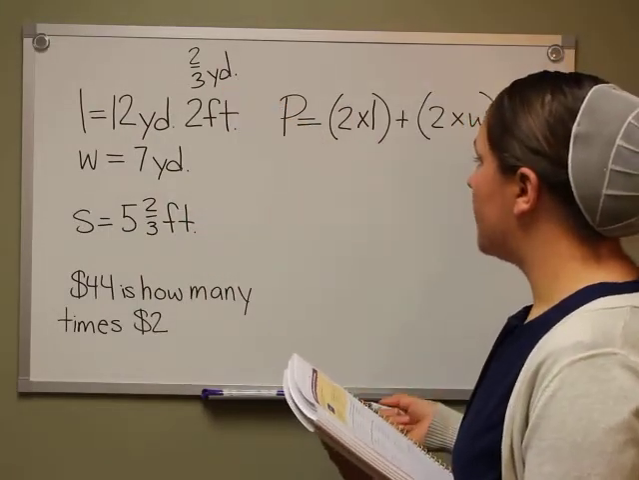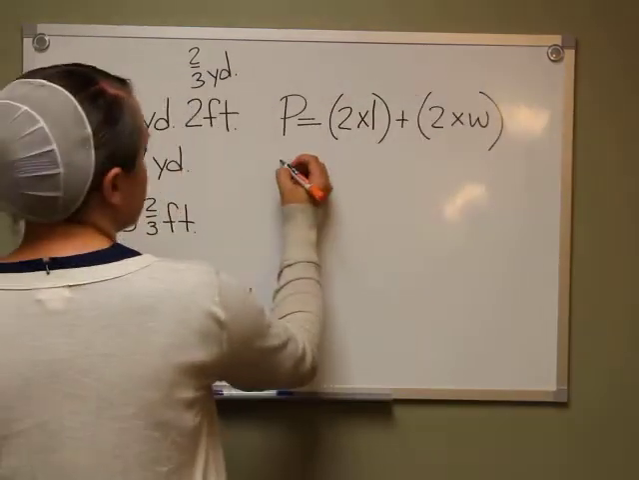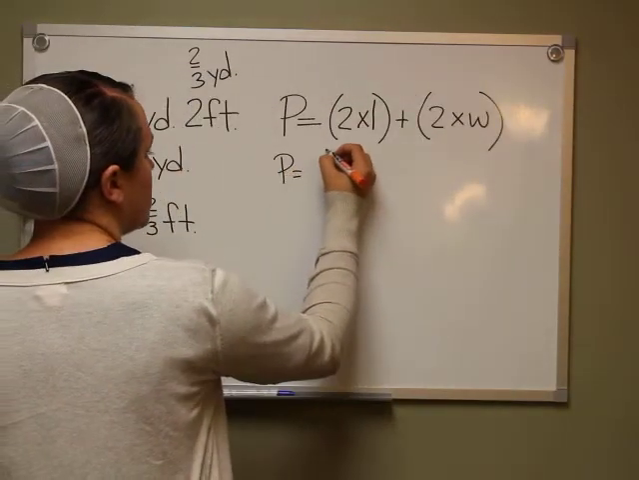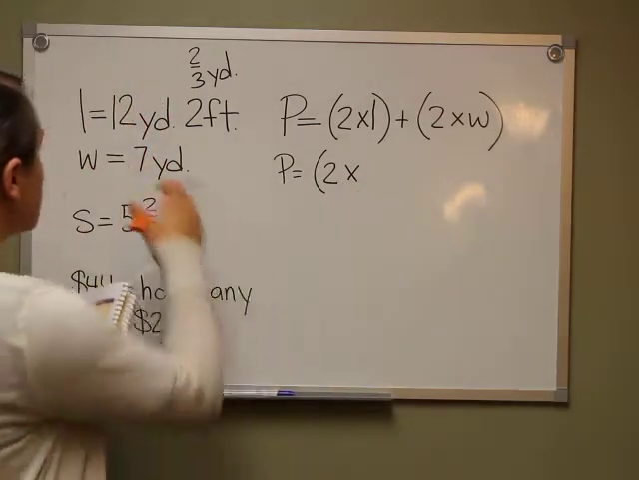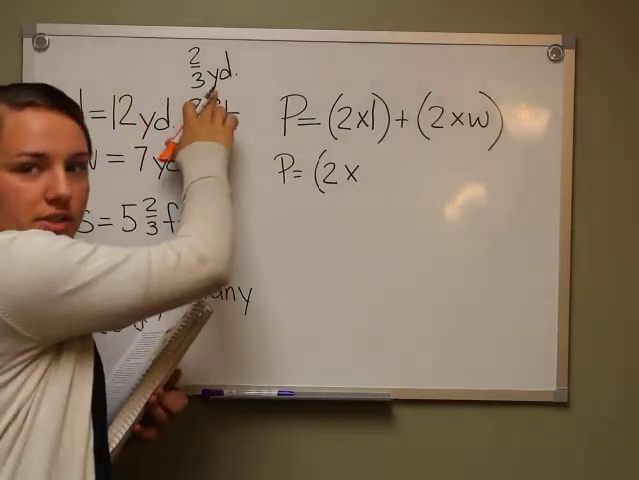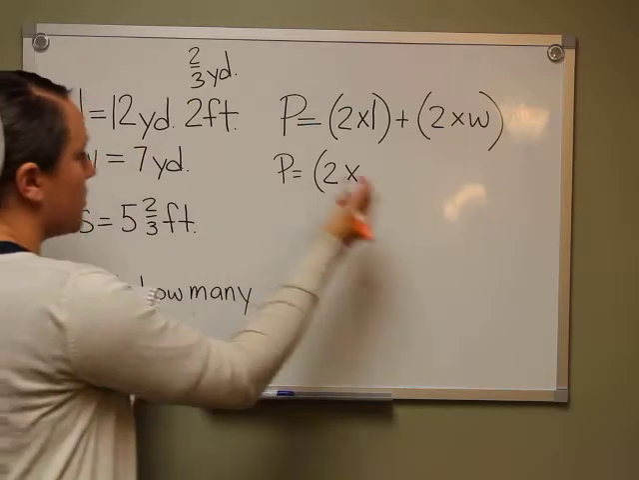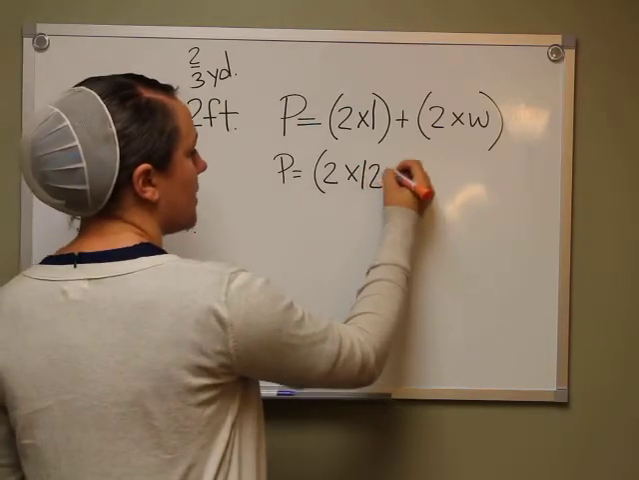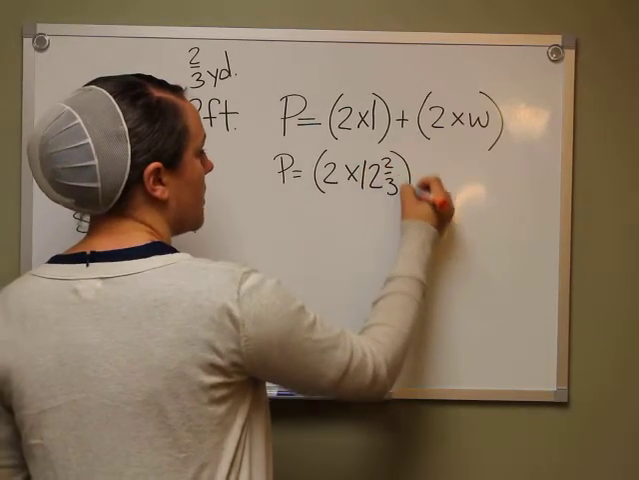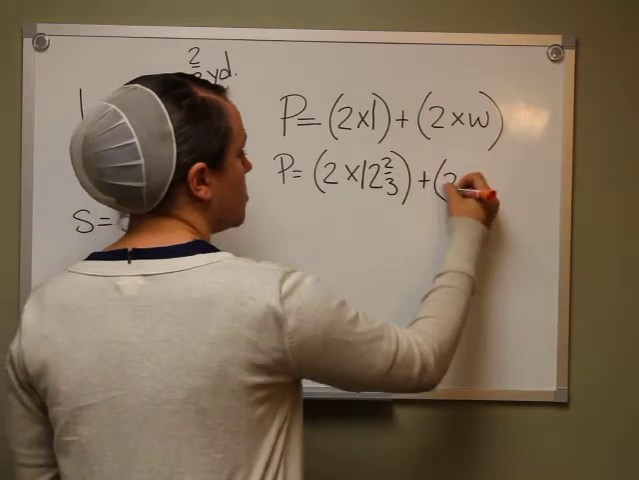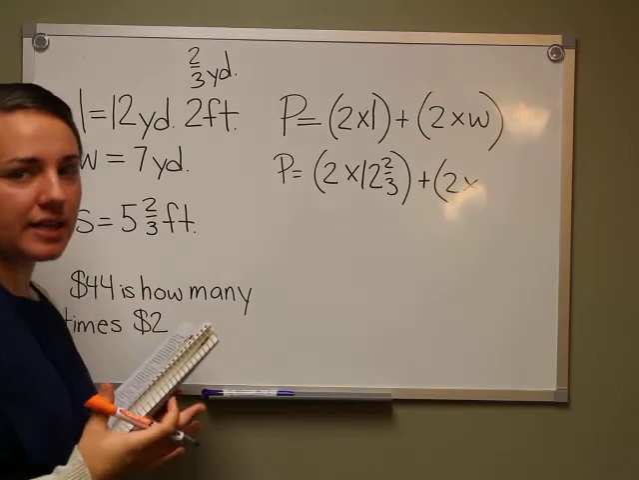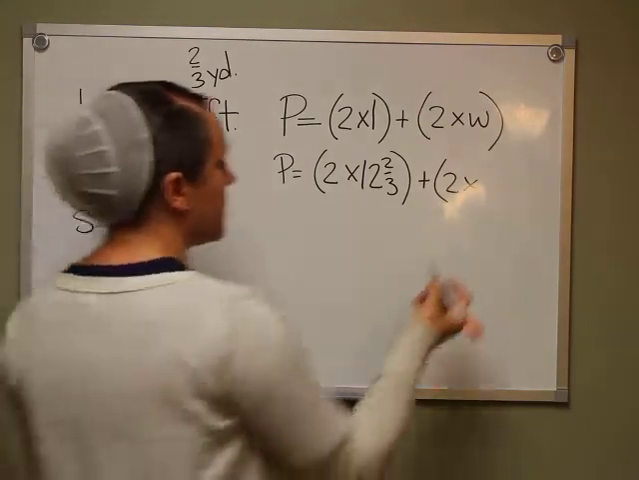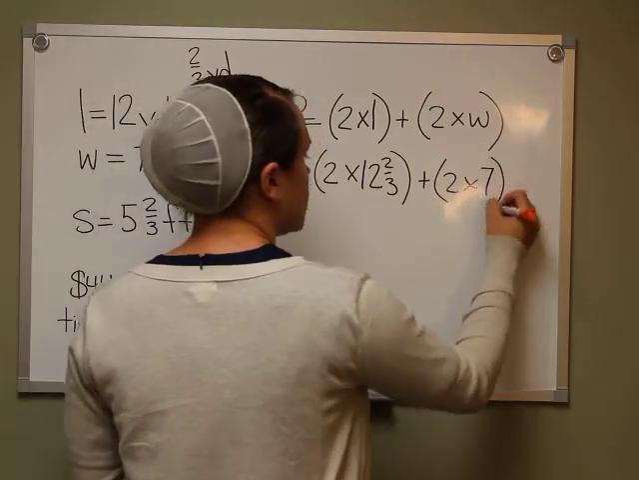So now we have perimeter equals 2 times, now our length is 12 2/3 yards, okay? 12 2/3, so 2 times 12 2/3 plus 2 times, our width is 7. We don't have to change anything there, it's just 7 yards. So plus 2 times 7.